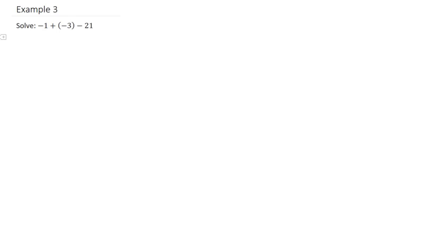Now let's look at example 3. We have -1 plus -3 minus 21. So this is the same as saying we have -1 plus -3 plus -21. It can be represented the same way. They mean the same thing.